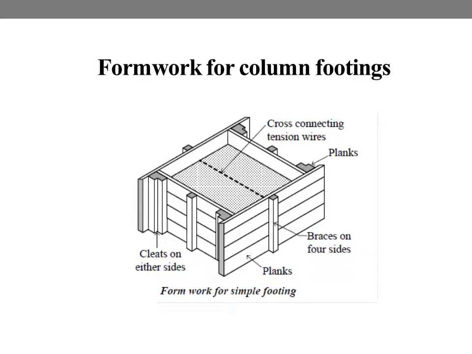The box of required dimension is made from planks in such a way that the two ends are fixed by cleats. Suitable braces are provided to make the box rigid and strong. And to ensure further safety, the opposite panels are connected by tension wires before placing the concrete, and this wire will remain in concrete when the formwork is removed.